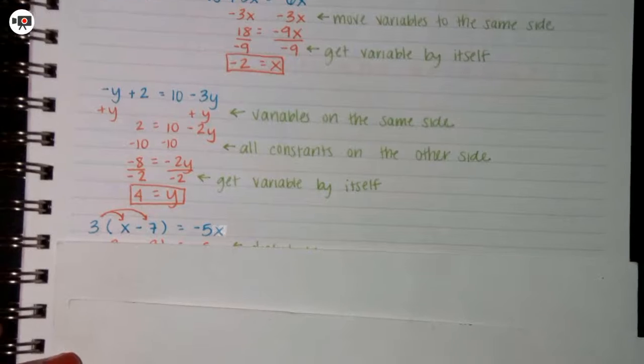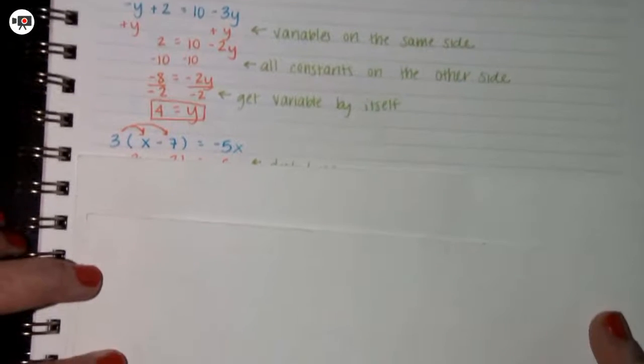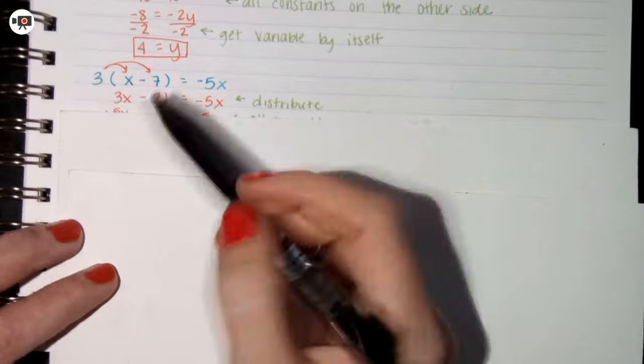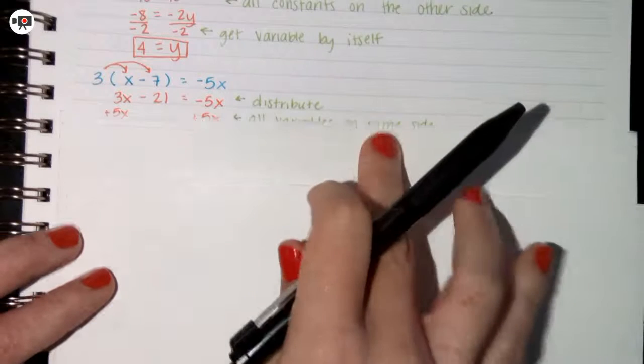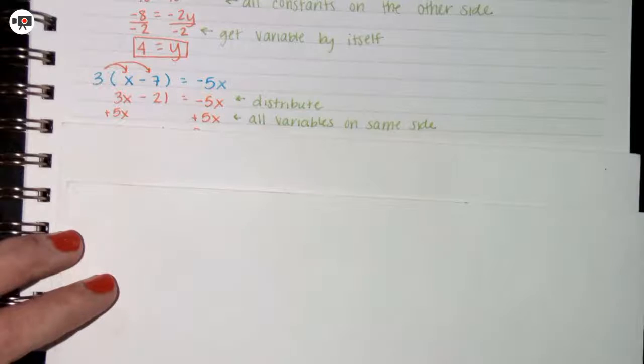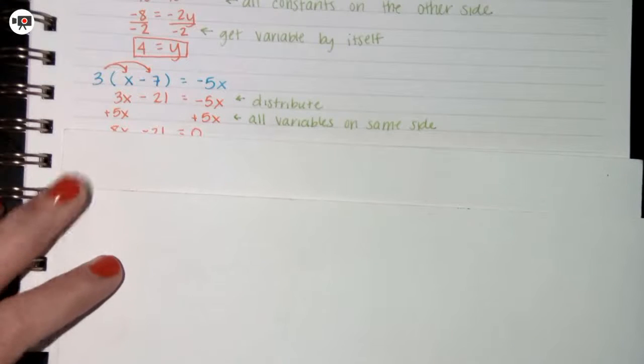On this one, I have 3 times x minus 7 equals negative 5x. I'm going to start by distributing to get 3x minus 21 equals negative 5x. Then I'm going to add 5x to each side. You could subtract 3x on each side as well.